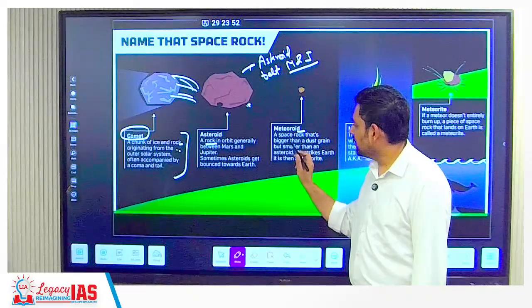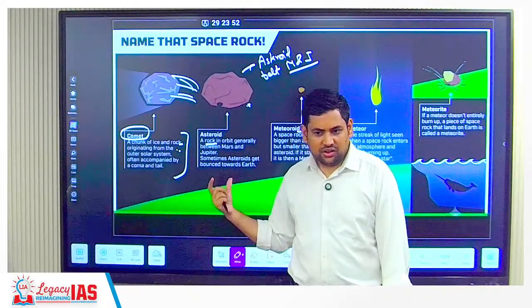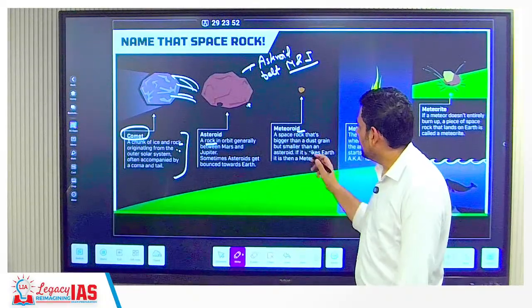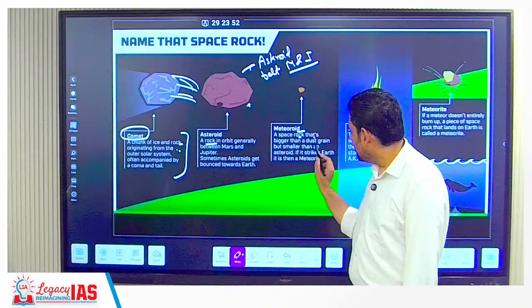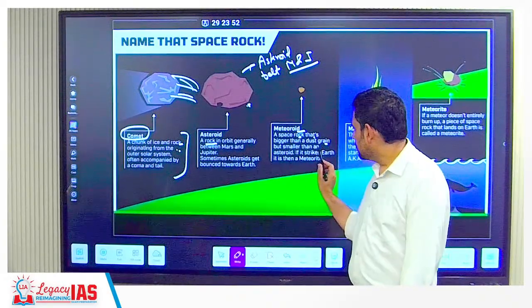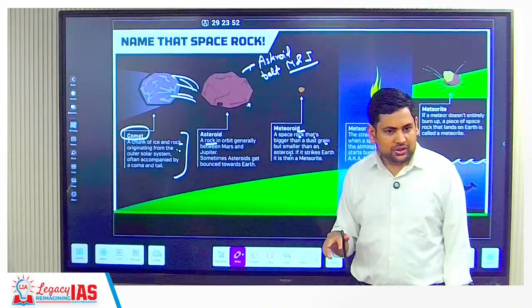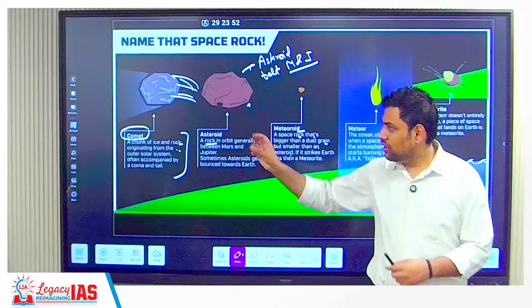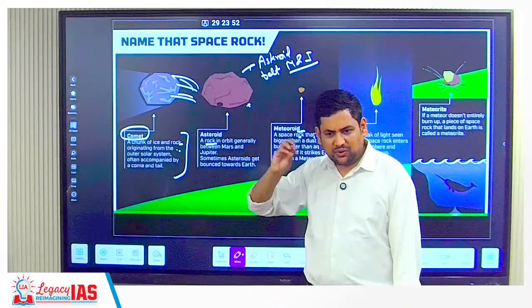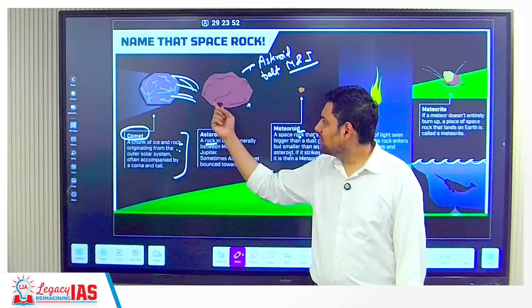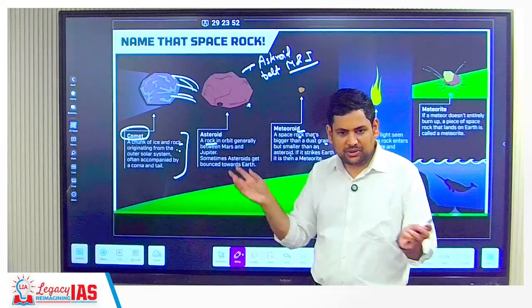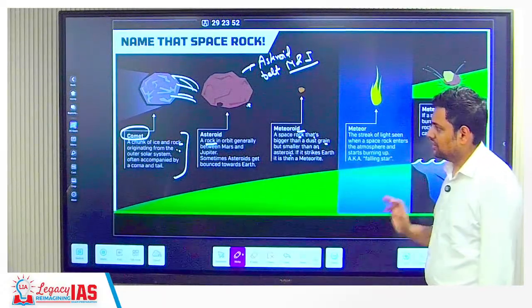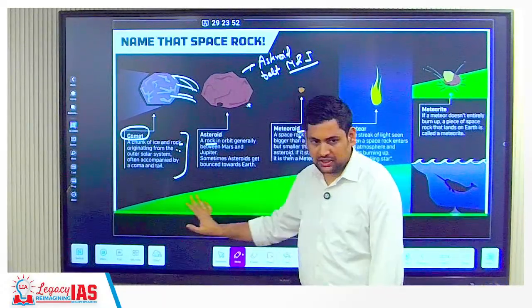Now what is a meteoroid? Basically when these break down, you get small fragments of them. It is a space rock that's bigger than a dust grain but smaller than an asteroid. Correct? So a meteoroid is just a smaller version of these. Whatever remains after a very long time, slowly it keeps losing mass. Sometimes it collides and these are released. Now these three are still in space.